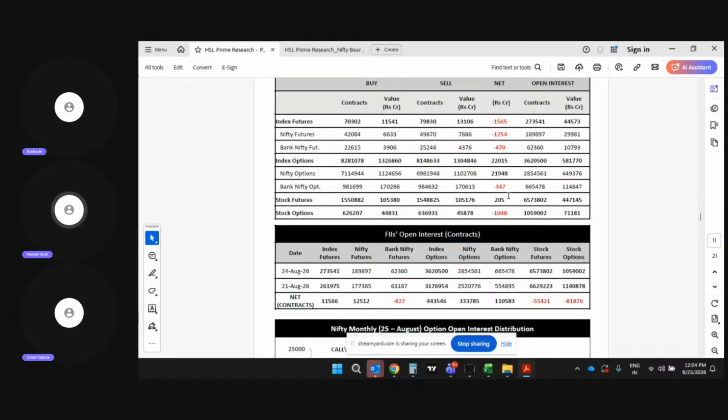So broadly speaking, yesterday's data was slightly cautious for the market, as we have witnessed a short build-up in Nifty and long unwinding in Bank Nifty. Aggressive call writing at 24,200 and 24,300, while put writing was seen at 24,000, and also short build-up by FIIs in the index future.